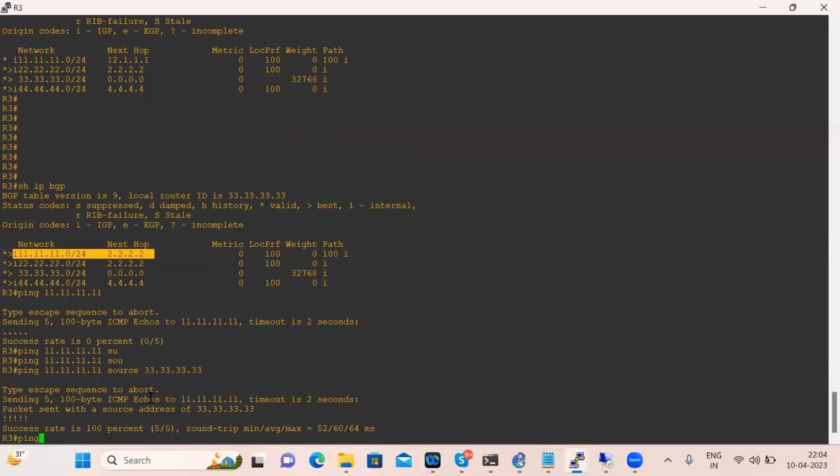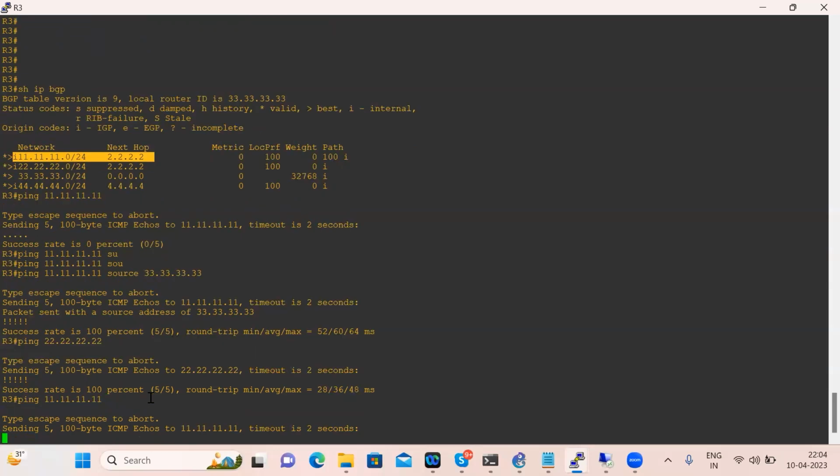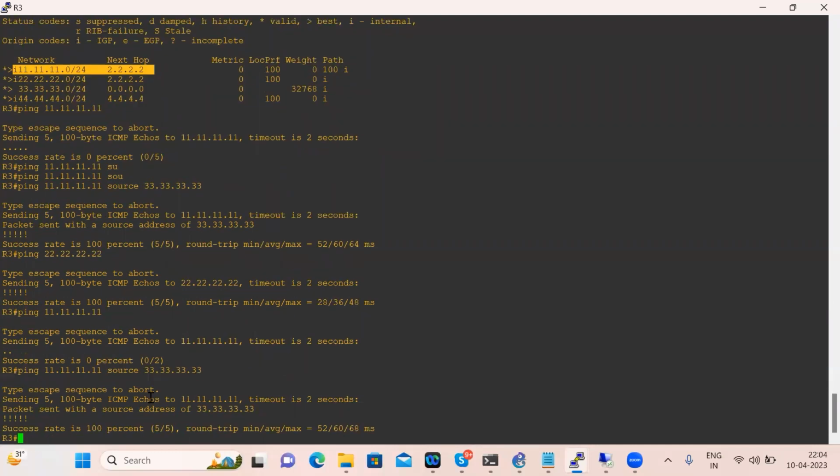Okay, but from here, if you check 22, they will be able to ping directly. Why? Because router 2 has your internal network information through OSPF, not BGP. But if you directly try to ping the 11.11.11 subnet, you won't be able to reach. You will only be able to reach while you ping from customer to customer. Similarly on router 4 as well.